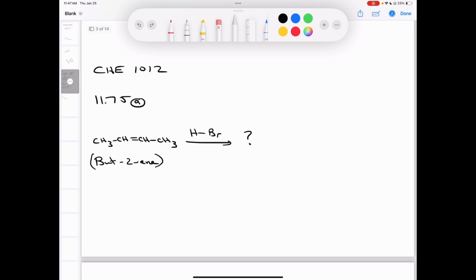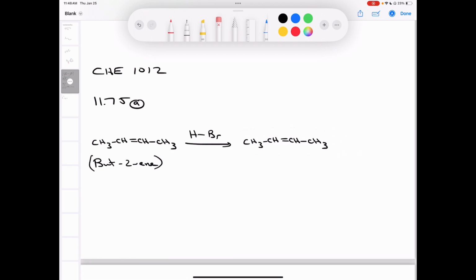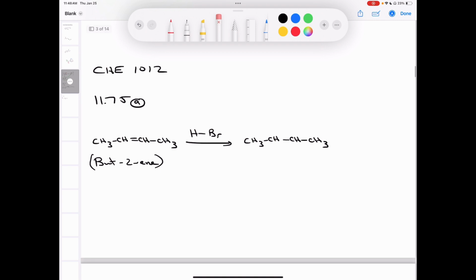So I'm just going to copy and paste this molecule, bring it over here, and delete this. What we're going to do is delete one of those bonds. We're going to delete the pi bond. Remember, the first bond between 2 atoms is always a sigma bond. The second one is a pi. Pi bonds are weaker than sigma bonds.